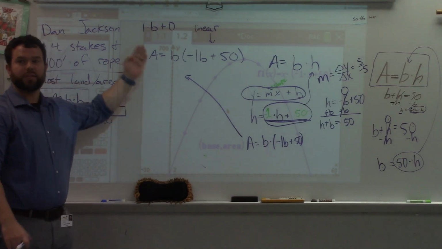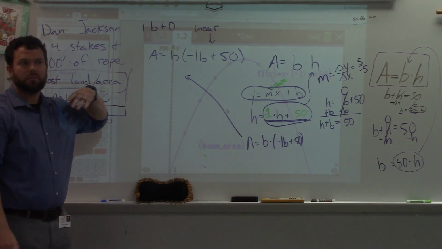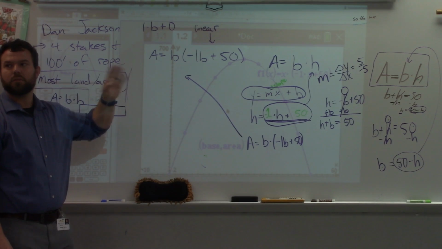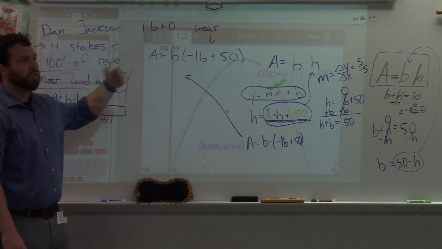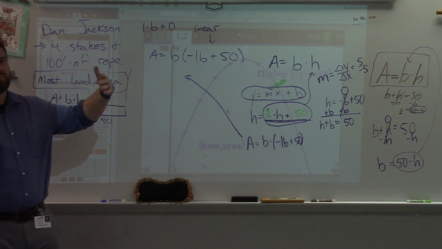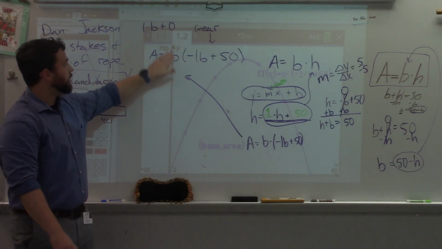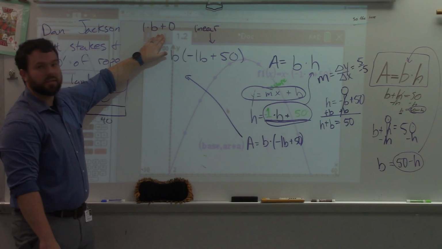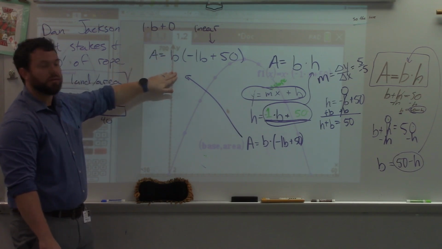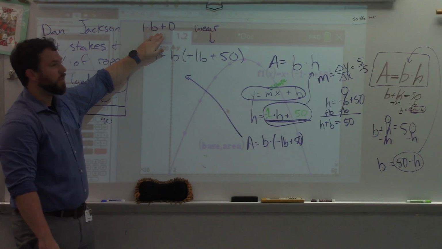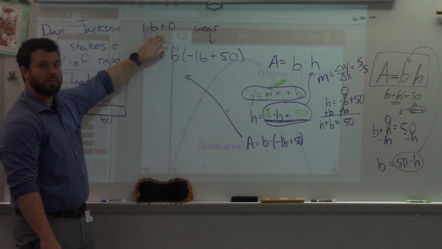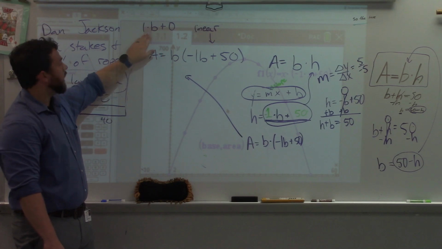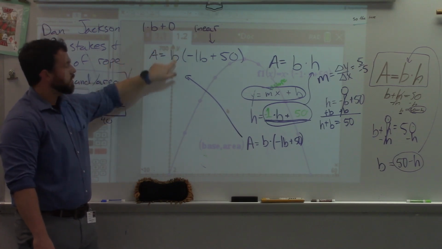That's just, what's 1 times b? B. And b plus 0 is b, right? This is b right here. What type of function would this be? Someone said it. Line. Would that be linear? Y equals mx plus b? So this is what?